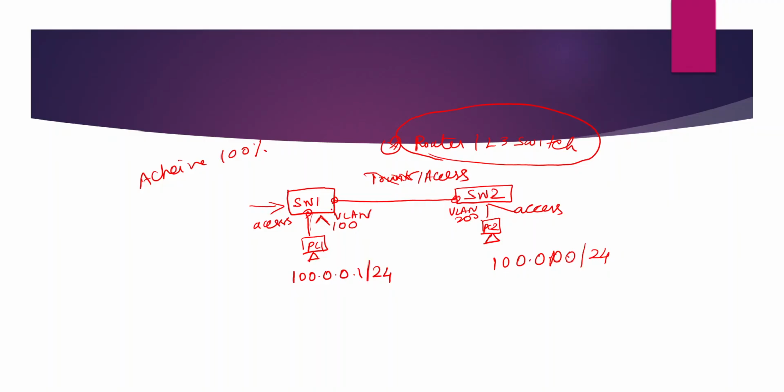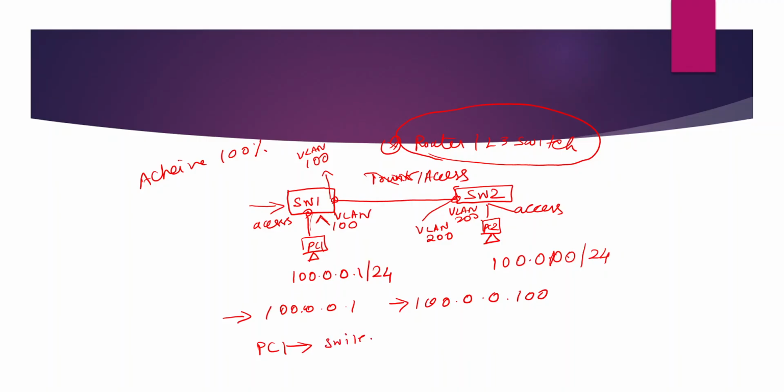Consider this is an access port and I call this VLAN 100 here, and here also I change it to an access port with VLAN 100. I'll do the same here: I'll change this to an access port and configure it with VLAN 200. Once I've done the configuration change, I'll initiate traffic from this PC, 100.0.0.1, to 100.0.0.100.